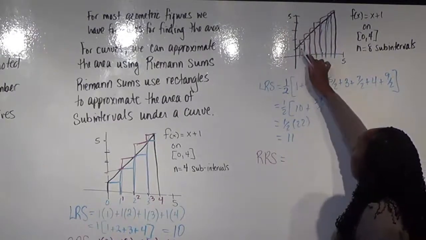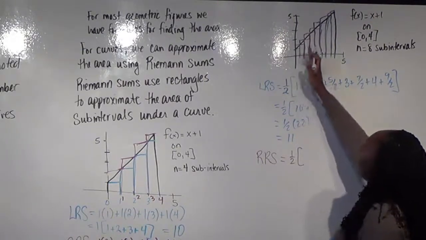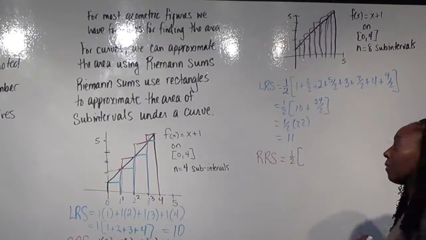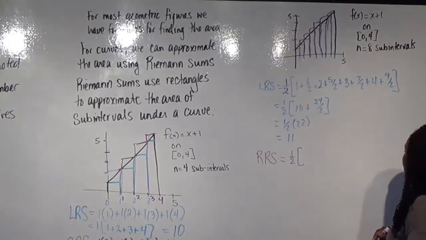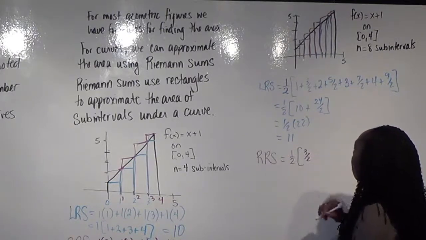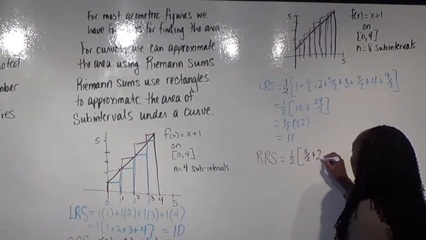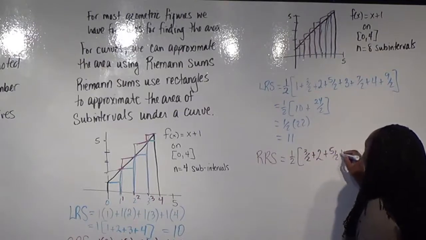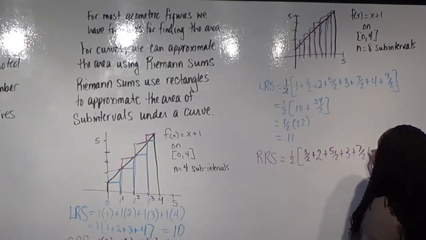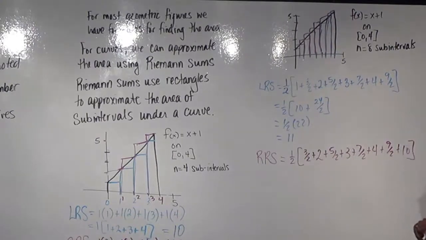Okay. So same thing. I'll take my width for all of these, which again is going to be a half. But now I'm going to use the right-hand endpoints to get the height of the function at each subinterval. And I can see that my heights here are going to start at 3/2. When x is a half, I get 3/2 in the function. Then at the next point, and so forth, all the way out to my last right-hand endpoint.